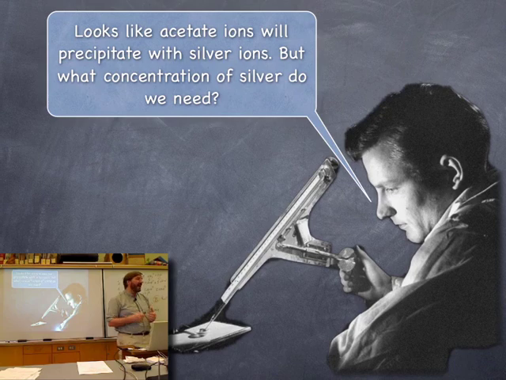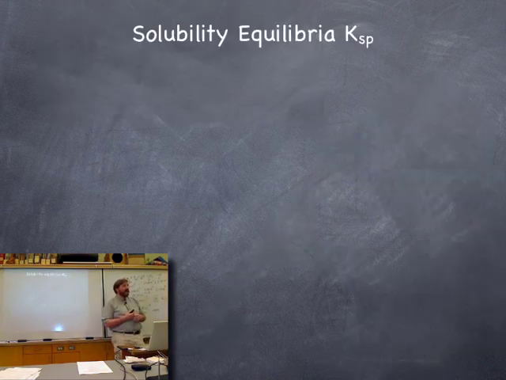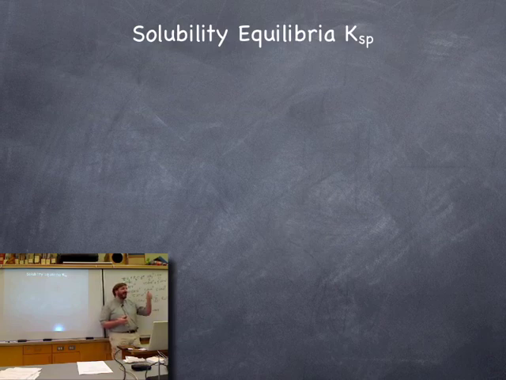In fact, all of those things are generally considered equilibrium problems. And so much as we've talked about Ka values for an acid dissociating and Kb values for a base reacting with water, we want to define an equilibrium constant for a solid ionic compound breaking apart into its ions as it dissolves into water. And we call that Ksp. The sp stands for solubility product.